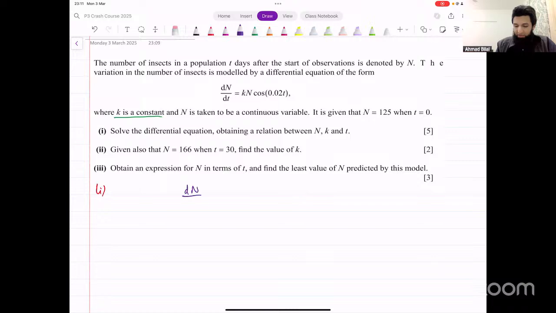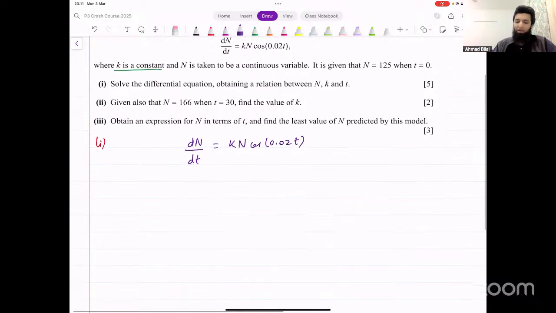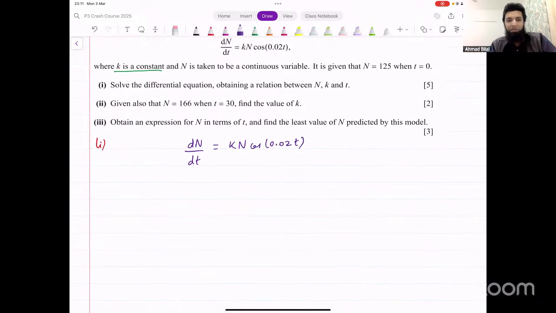Let's try this. dn over dt. That's the differential equation. dn over dt is equal to kn cos of 0.02 times t. Now, how do you start? The first step is always separating the variables. Okay. How do you separate the variables? You take dt to the other side. Let's do that.